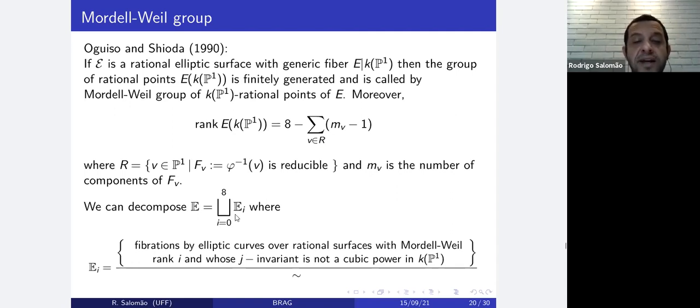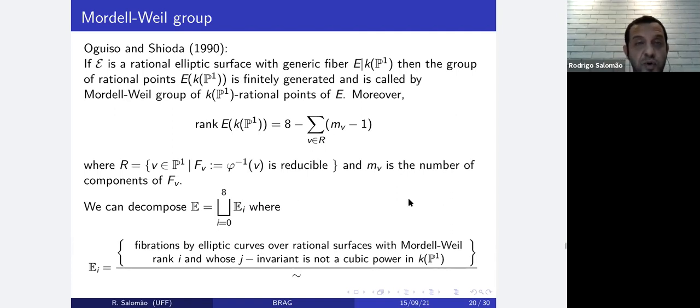And therefore we can decompose that set E into a disjoint union of 9 pieces, where each piece is the class of fibrations by elliptic curves over rational surfaces with Mordell-Weil rank i, whose j-invariant is not a cubic power, up to the equivalence relation. Okay. And in this work, we decided to start to understand these pieces, and I'm going to show you now how to understand the piece E0, okay?